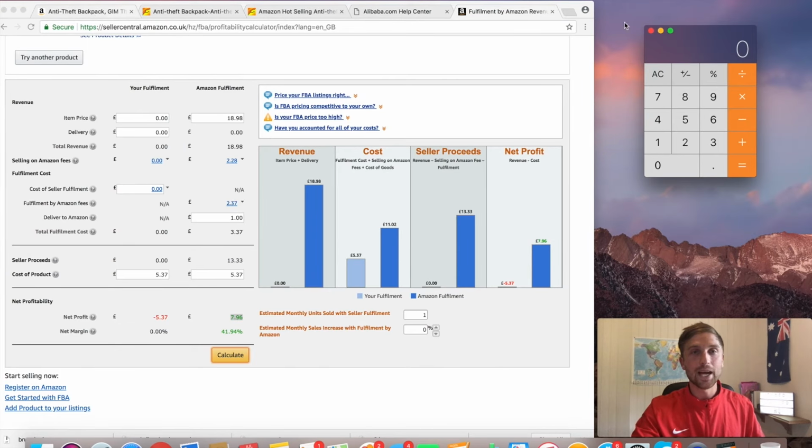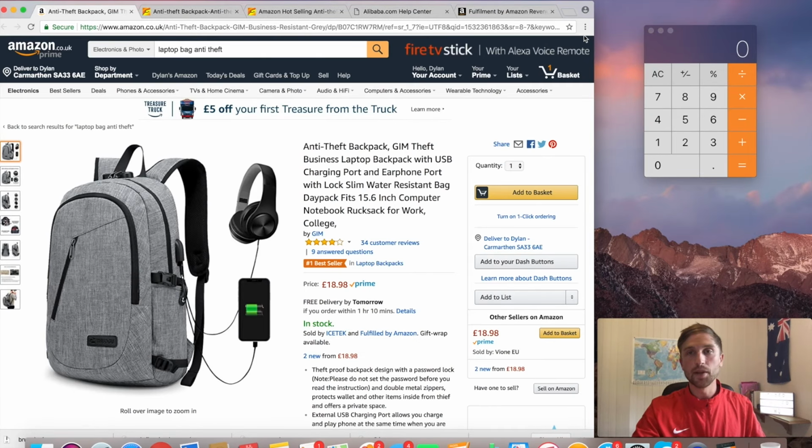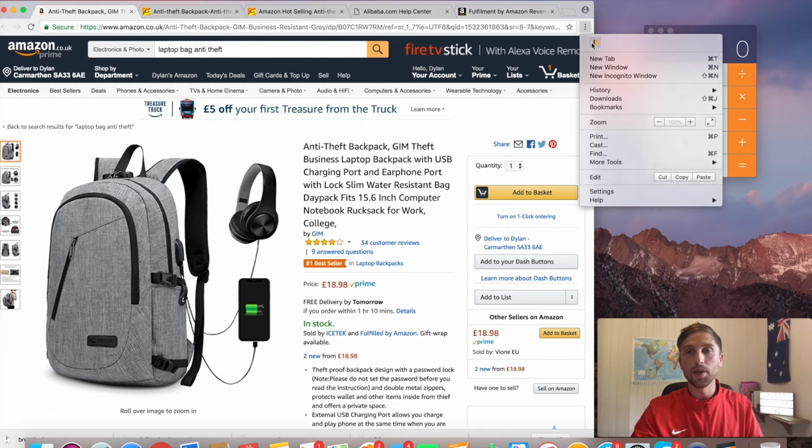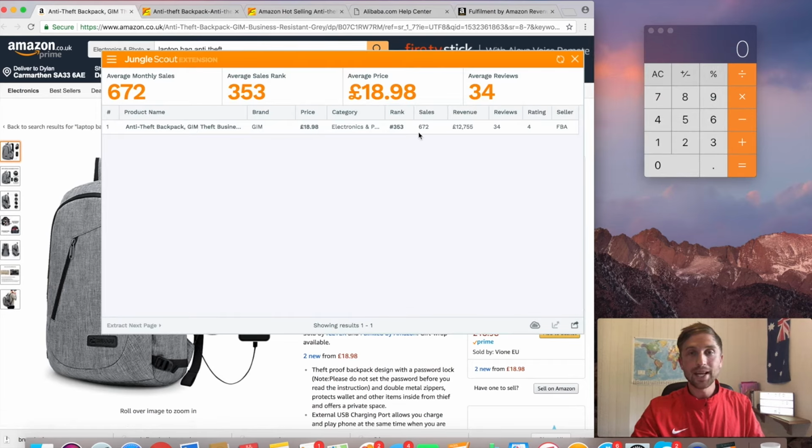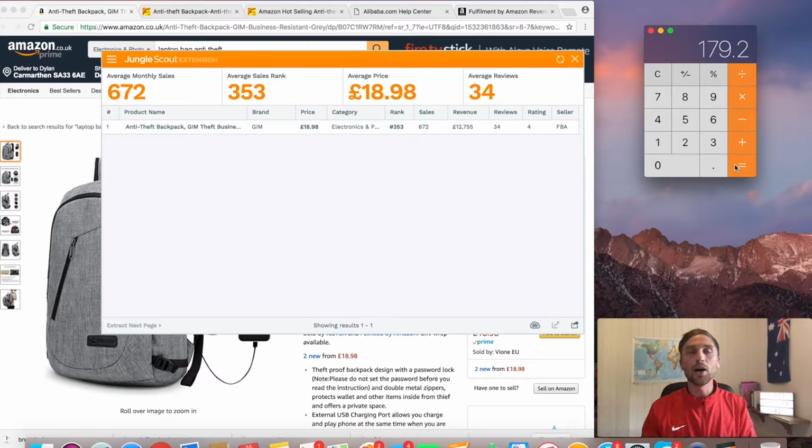So let's break it down. How many units are they selling a month? We know the amount, but let's work it out per day. They're selling 672 a month, so let's divide that by 30 to find out how many they're selling roughly a day. 22.4 a day, and they're making £8 a unit. So £180 a day passively. They don't have any involvement in this at all. £179 a day, multiplied by 7, goes up to £1,254 a week.